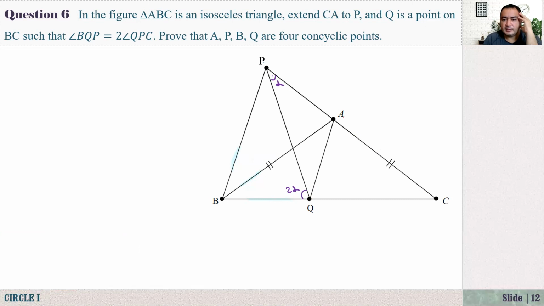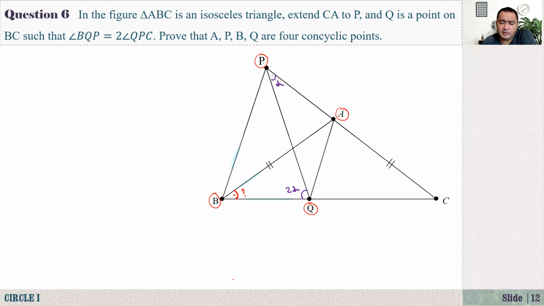Okay. A, P, B, Q. Here's Q. A, P, B, Q, four, what is it? Concyclic points. All right. To show that, I'm just going to show that actually this angle B, and also this one, is equal to alpha.